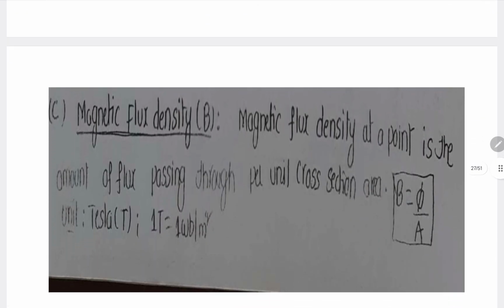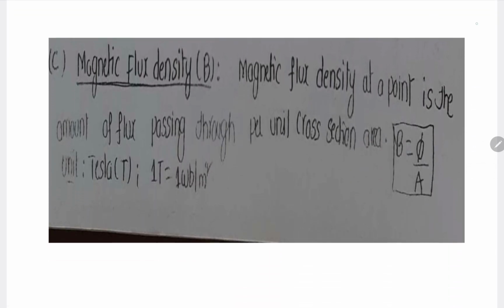Next, what is the meaning of flux density? Flux density is equal to flux per unit cross-sectional area. So flux density B is equal to, what is the formula? Flux by area. So Weber per meter square is the unit of flux density.